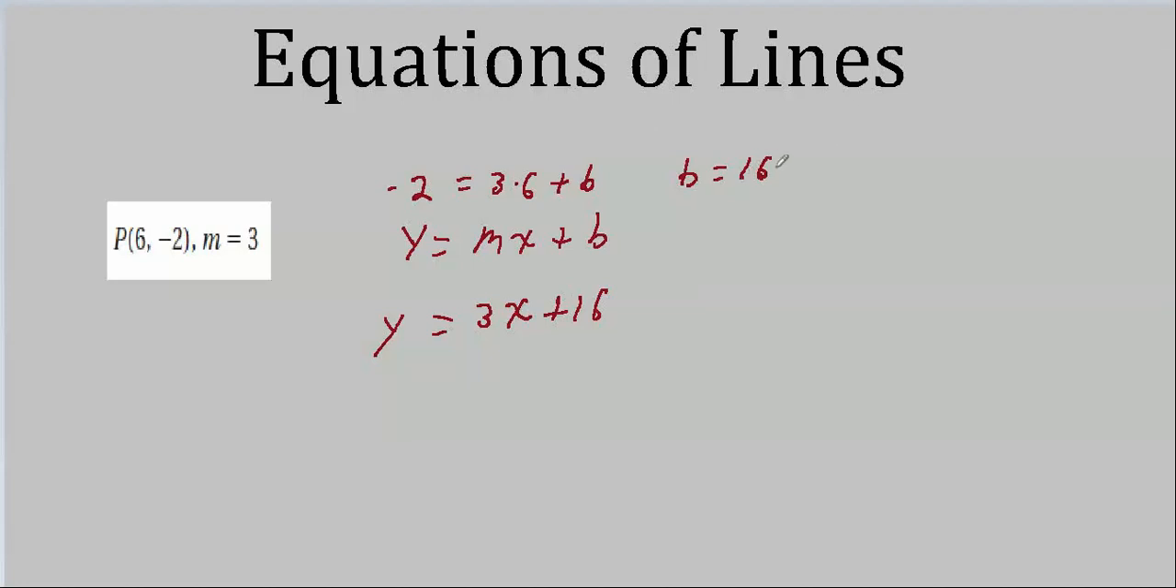then b would equal minus 20. Subtract 18 from each side and get minus 20. So this right here, 3x minus 20.